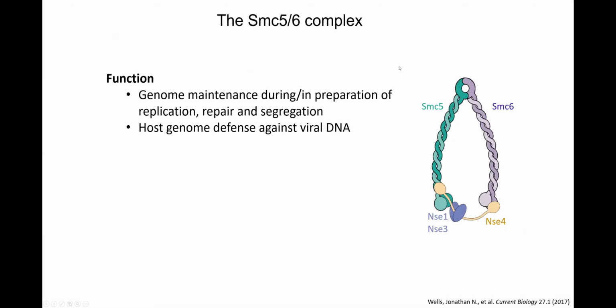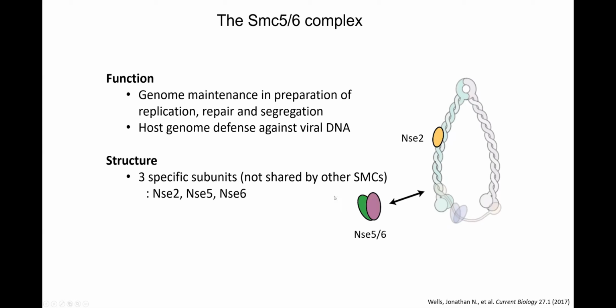So let me go back to the SMC5/6 complex. This is one of the SMC complexes present in all eukaryotes. The function of SMC5/6 has been much less characterized compared to the condensin and cohesin complexes, but what is known so far is that they are involved in maintaining the genome during or in preparation for DNA replication, and also during repair processes and chromosome segregation. A more recently identified role of the SMC5/6 complex is that it can work as an antiviral factor which defends the human genome against viral DNA infection.